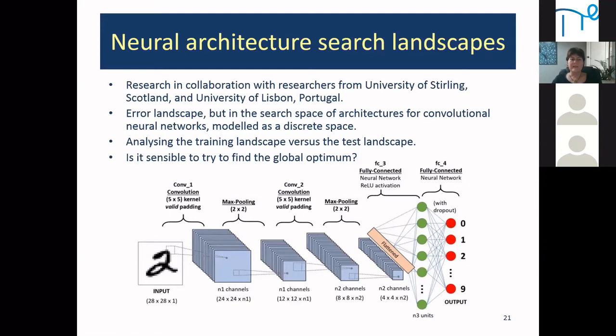We're looking at error landscapes, but in the search space of architectures for neural networks, and in particular, convolutional neural networks. Convolutional neural networks have been used a lot for image classification problems. It's quite a different idea from normal feedforward neural networks. We have the normal feedforward network at the end, but at the beginning, there are multiple convolutional layers, which basically filter the image into different parts.